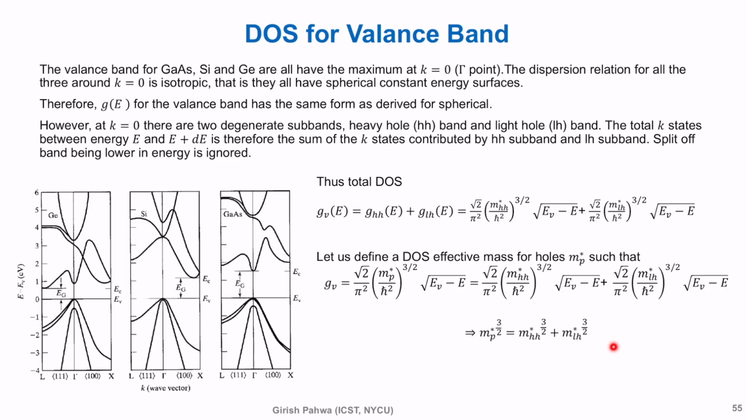And for germanium, silicon or gallium arsenide, the same formula works. So you don't have to worry about the number of ellipsoids or whatever, because there are no ellipsoids here. Just 2 spheres replaced by 1 sphere. If there would have been, say, split off, so what do? There will be another term here, split off to the power 3 by 2.